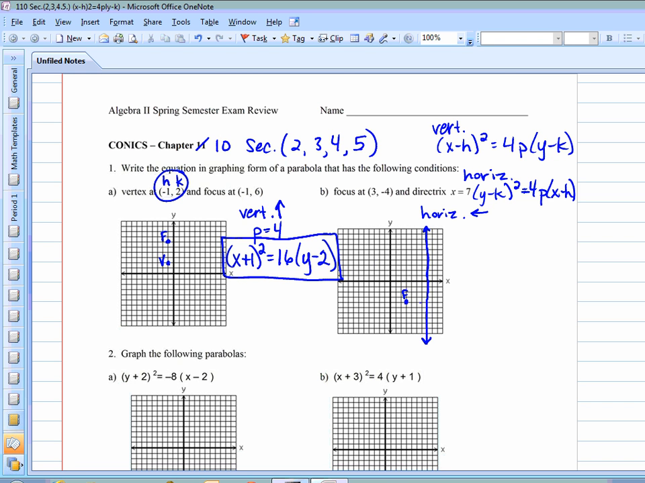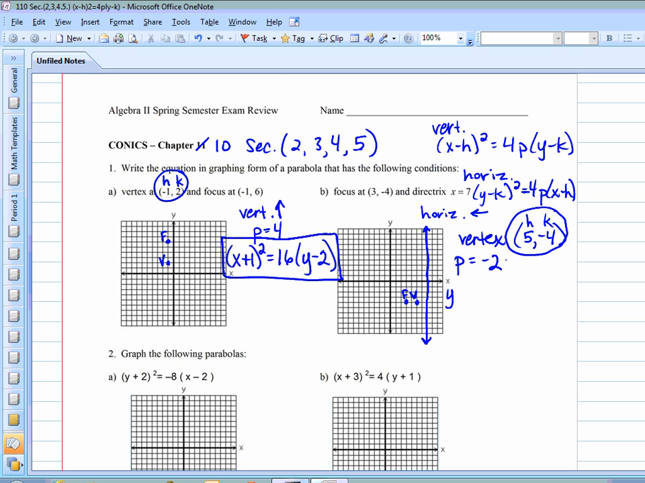And where's the vertex located? Well, it is halfway between the focus and the directrix. So that coordinate would be at 5, -4. And so that's our h and k. I'm going to circle those because we're going to need that in our answer. And we also need to know what p is. Because it is opening left, then p is negative, and it's the distance and direction from the vertex to the focus. That's a -2.